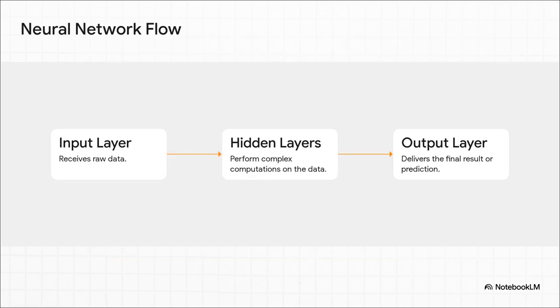So let's quickly trace how it works. First, you have the input layer. That's where all the raw data gets dumped in. Then that data gets passed through what are called hidden layers. This is where the real magic happens, all the heavy lifting, the pattern finding, and finally, you get a clean answer, a prediction that comes out of the output layer.